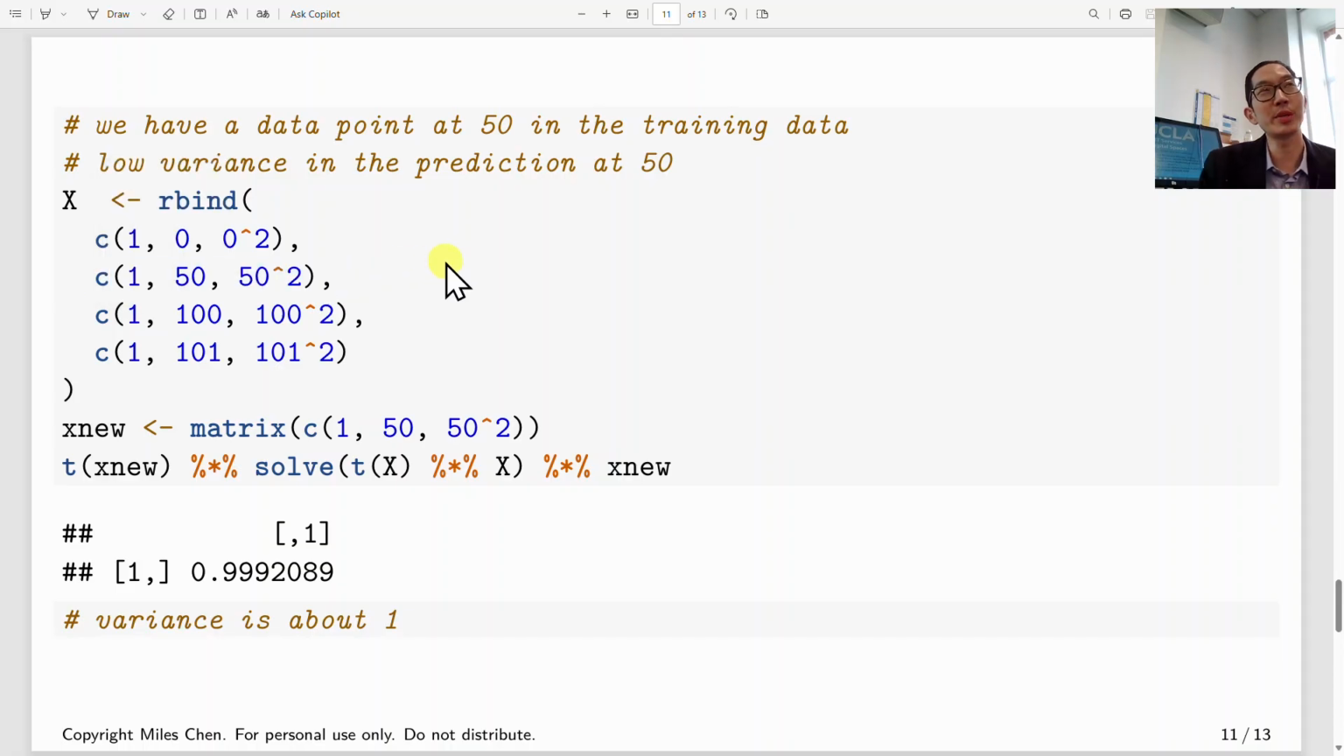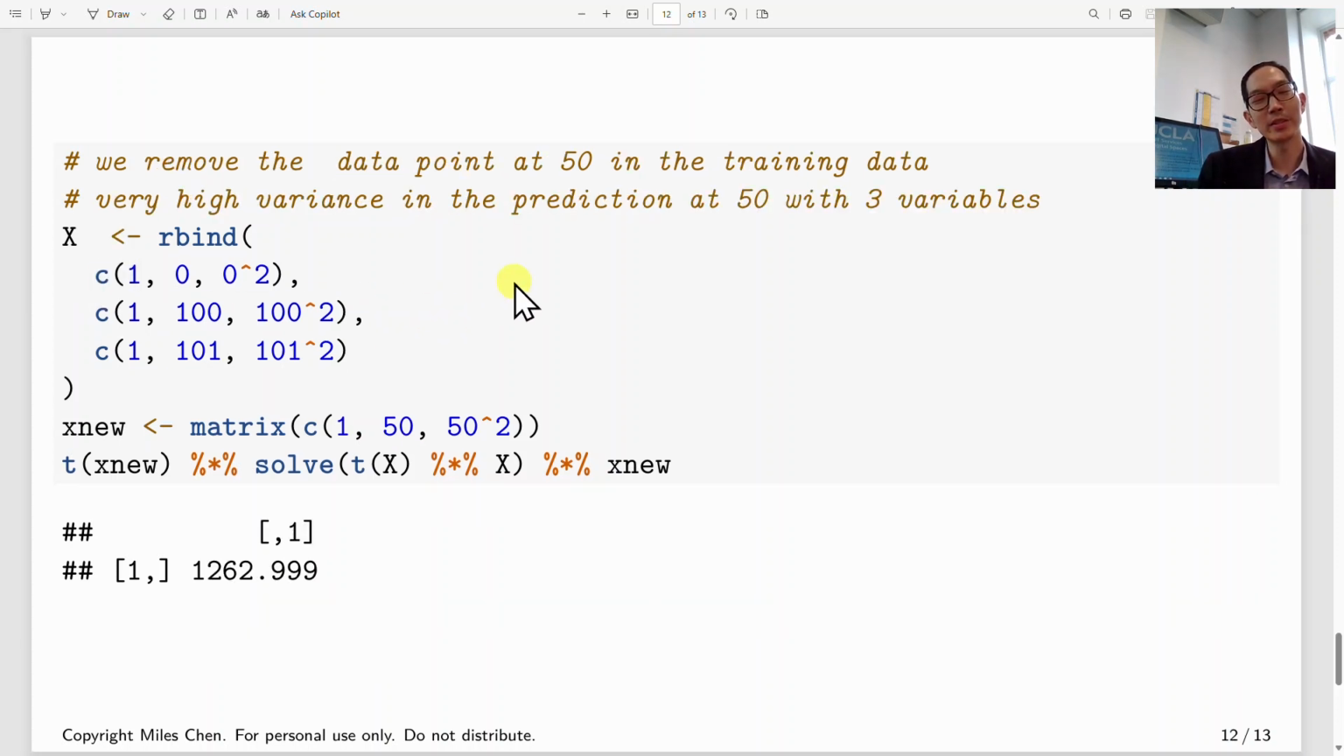Okay, so I'm doing the same kind of thing. I've got 4 observations: 0, 50, 100, 101, okay? And then I'm going to do the same thing where I just remove the observation at 50. And now I'm going to have 0, 100, 101. And here I'm fitting a quadratic model, okay? If I remove it, the amount of variation is now this really, really huge number, okay?